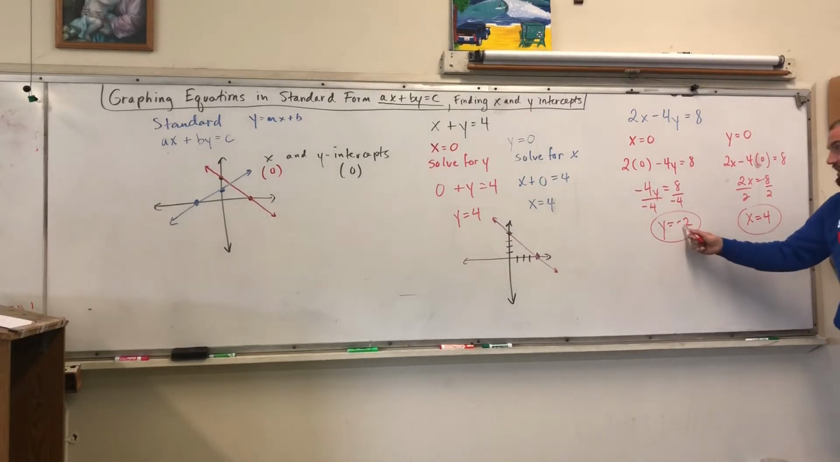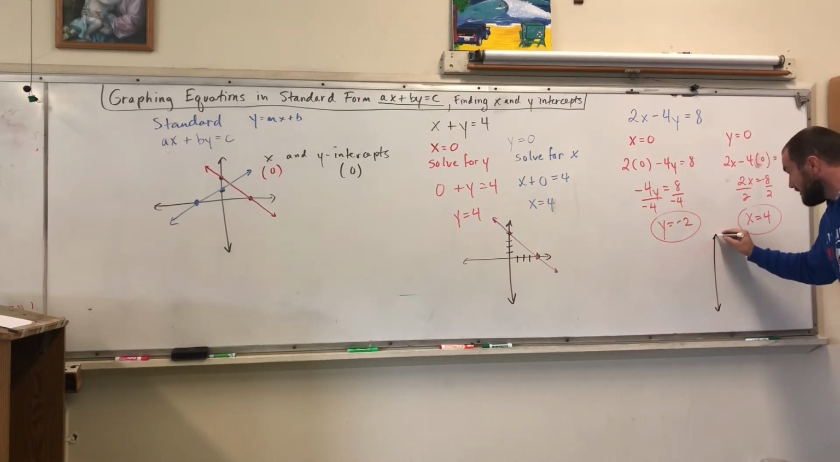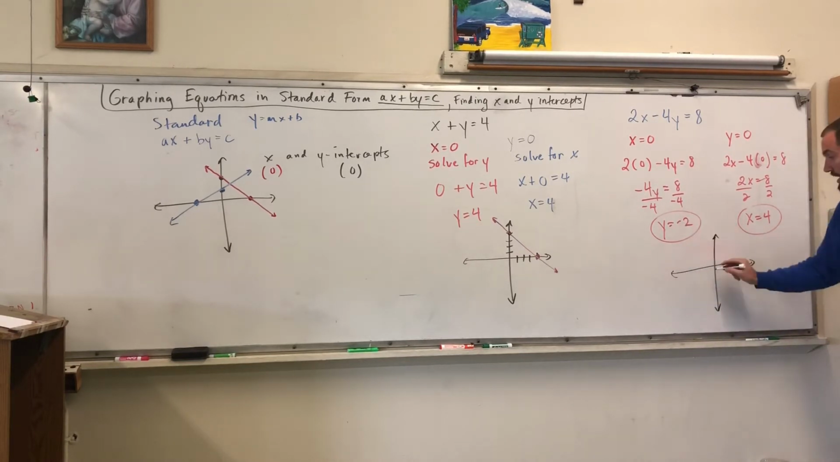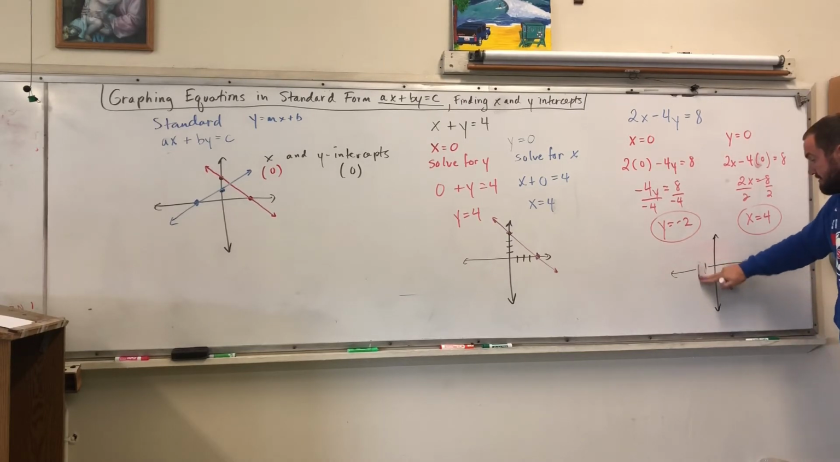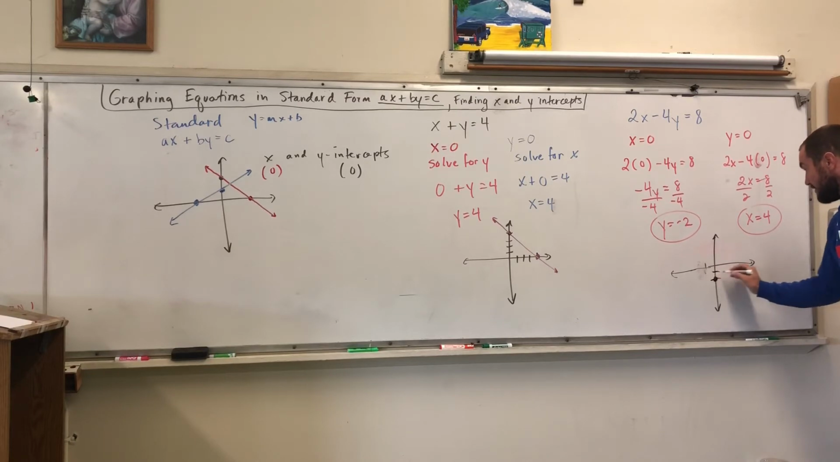My output is negative 2 when my input is 0. My input is 4 when my output is 0. And that gives me again an x and y intercept where y is negative 2, and my x is 4. I'm sorry, I misspoke there.